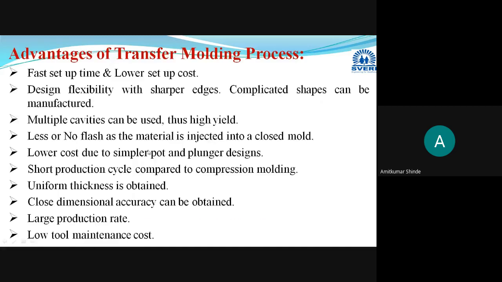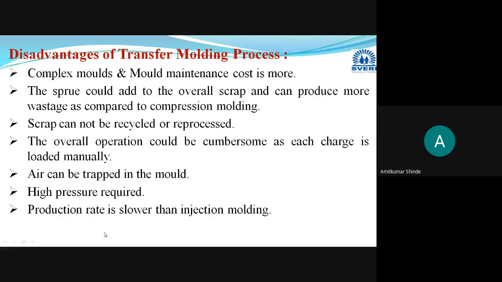This process has certain advantages. It is a very fast process and its cost is very low. Complicated shapes can be easily manufactured. Multiple cavities can be used, which increases the rate of production. There is no flash, meaning no attachment of extra material on the final molded part. There is lower cost due to the simple pot design. The production cycle takes very little time. Uniform thickness is obtained, dimensional accuracy is very high, the production rate is also very high, and maintenance cost is very low.